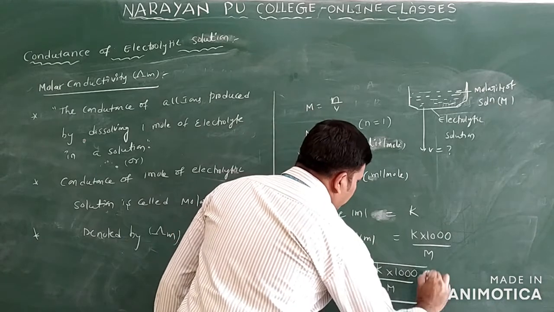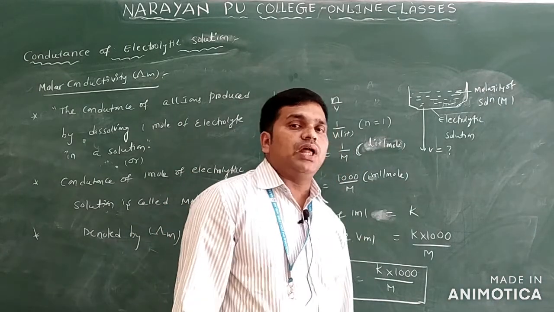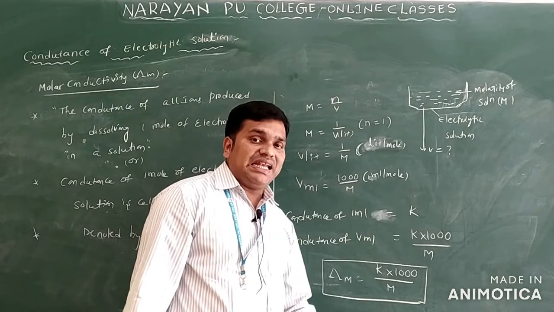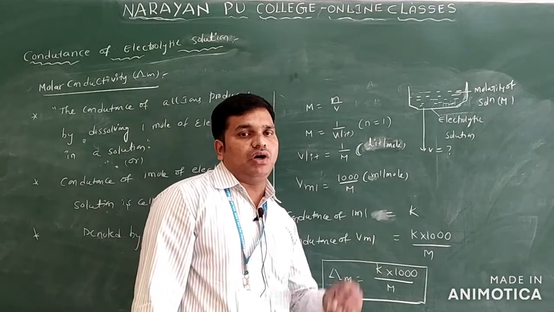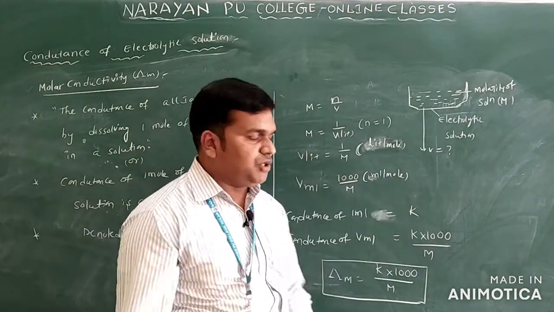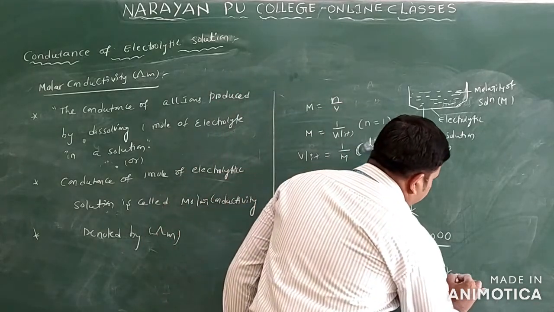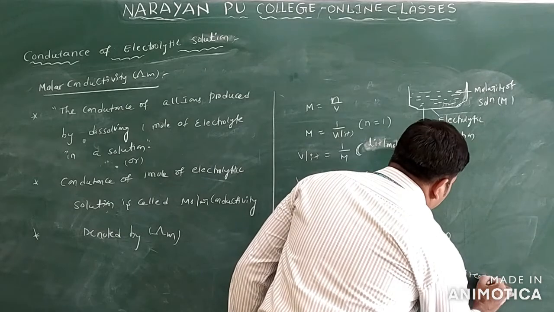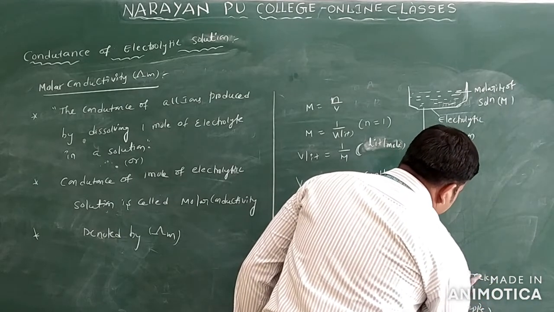This is the formula we use for the calculation of molar conductivity. So what is K? It is conductivity. In Greek it is called kappa. I forgot to explain this term: K is the Greek letter kappa, or conductivity.